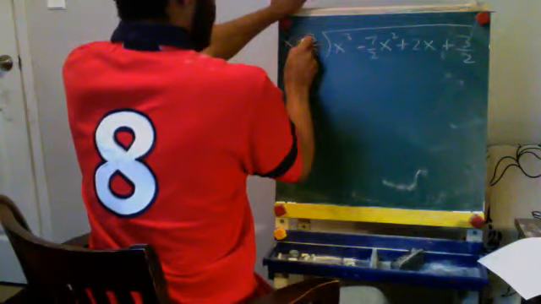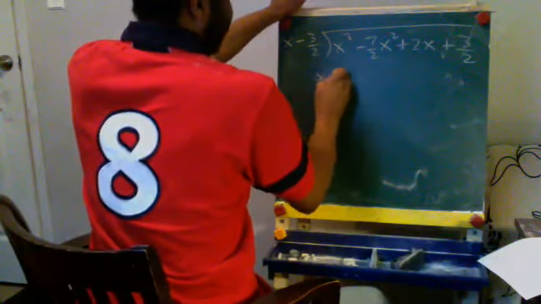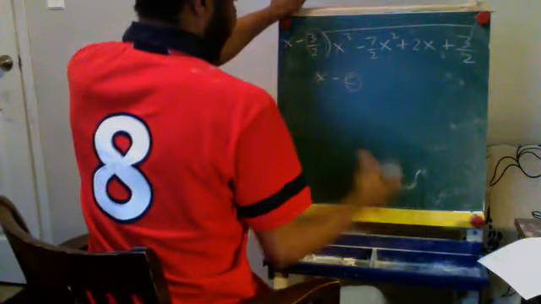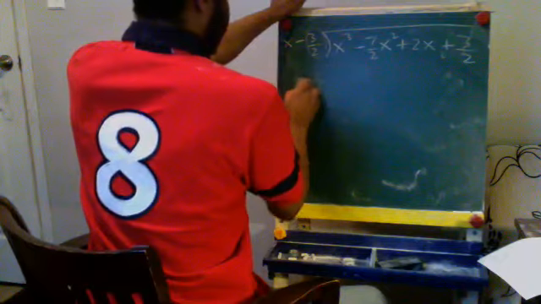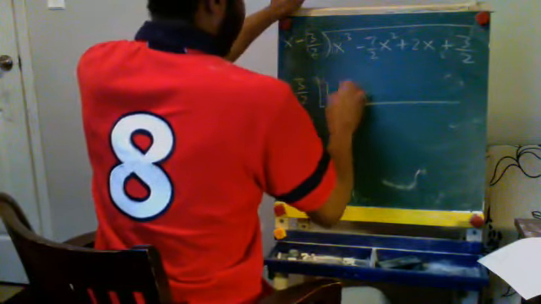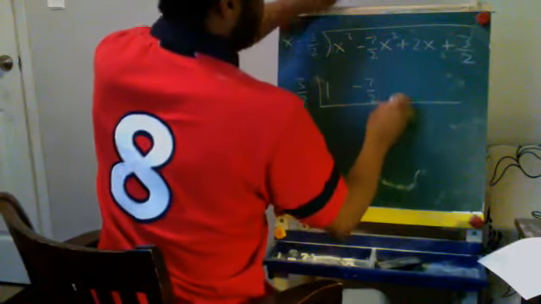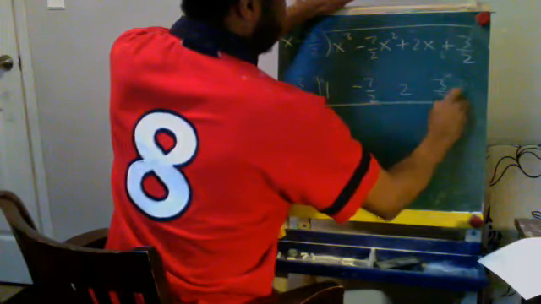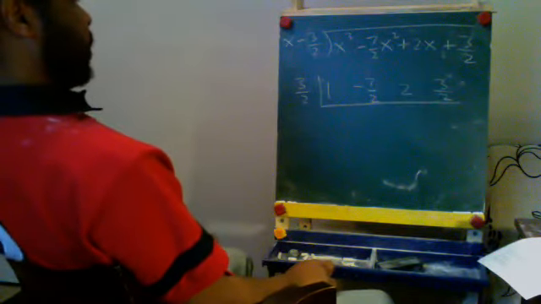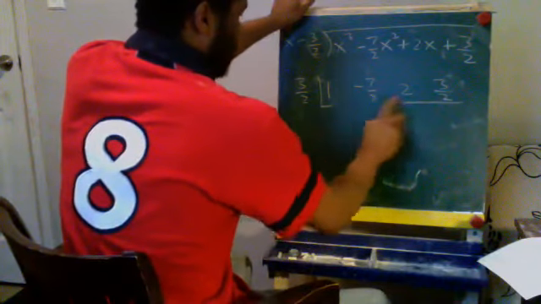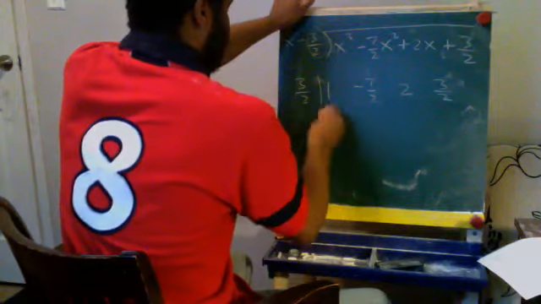So I'm going to proceed to do synthetic division. Again, I have something in terms of x minus c, so I have my c term, which is my 3 over 2 here. Now I can write my coefficients, which are 1, negative 7 over 2, 2, and 3 over 2. Those are my values, my coefficients and my constant.